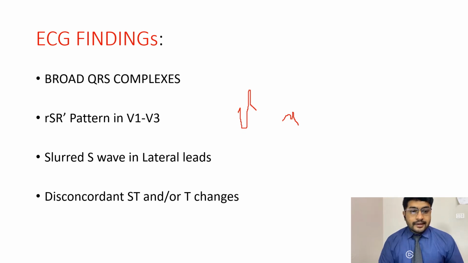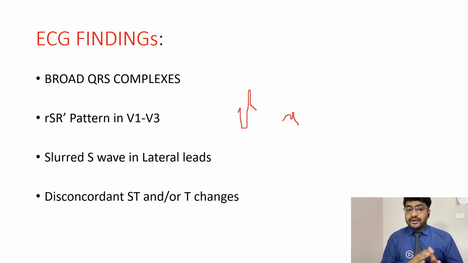So in the lateral leads, what are our lateral leads? V5, V6, and high lateral leads 1 and aVL. We will see a slurred S wave. This is the opposite of left bundle branch block, in which we saw that the slurred S wave was in V1 to V3 and our slurred R wave was in the lateral leads. So this is in opposition with left bundle branch block. Then again, discordant ST or T changes.